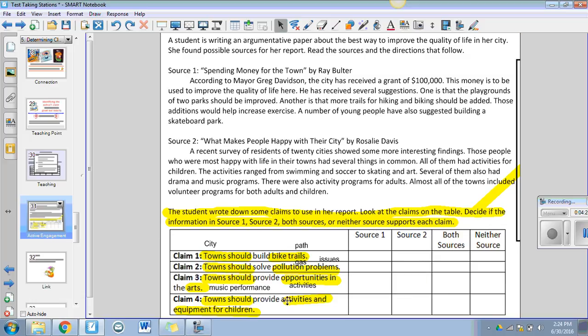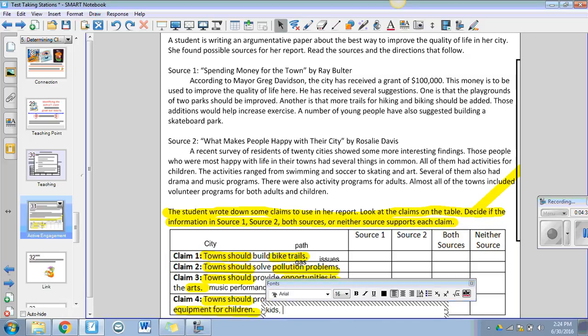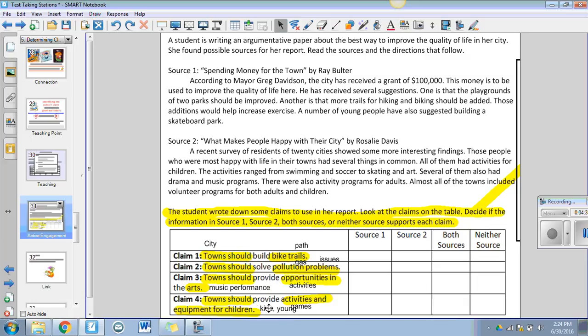And then claim 4, activities and equipment. So maybe I'm looking for the word games here. And then for children, I might be looking for the words kids or young. So now that I have my important words and synonyms figured out for the claims, what I now want to do is skim through the sources to try to determine where I see any of these words being repeated.